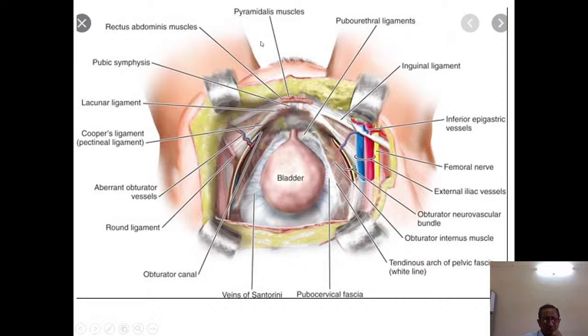So this is the space of Retzius between the lateral wall of the bladder and the lateral surface of the pelvis. Of course, here there is the obturator internus muscle, and then we have the pelvic fascia, and of course there is the pubic symphysis. So this horseshoe shaped space is the space of Retzius.